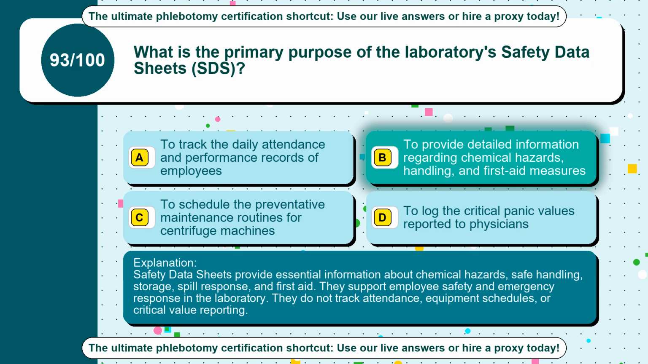Safety data sheets provide essential information about chemical hazards, safe handling, storage, spill response, and first aid. They support employee safety and emergency response in the laboratory. They do not track attendance, equipment schedules, or critical value reporting.